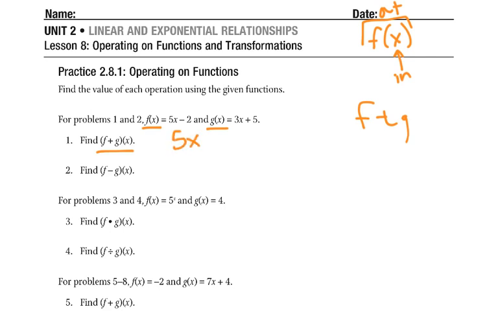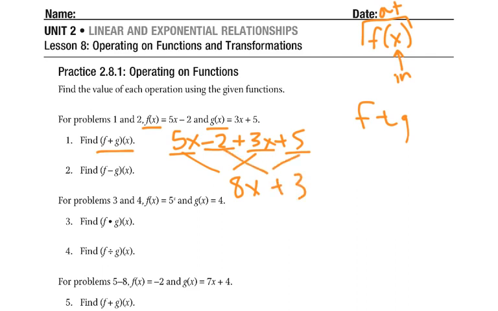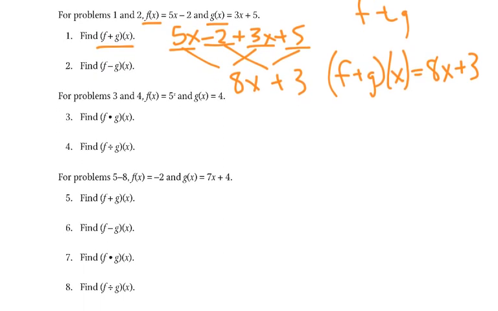So I'd go 5x minus 2 plus 3x plus 5. So then we would just combine the terms that are the same. So 5x and 3x would become 8x. Negative 2 and positive 5 would become 5 minus 2, which is positive 3. So our new function is 8x plus 3. Okay? And that's all there is to it.